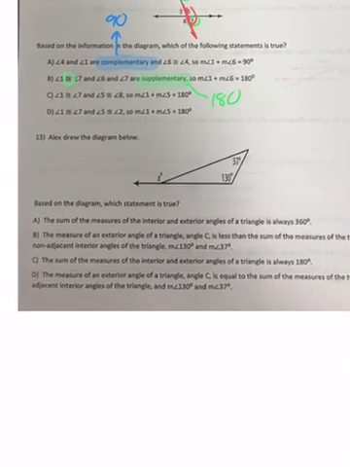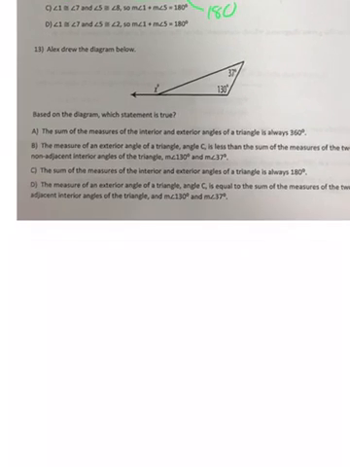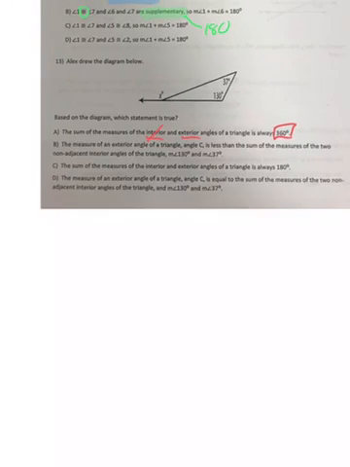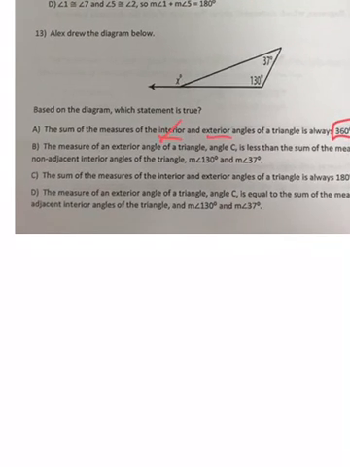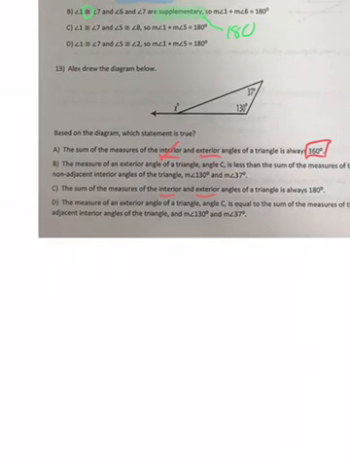On number 13, it says Alex drew the diagram below. Based on the diagram, which statement is true? Looking at answer choice A, it says the sum of the measures of interior and exterior angles always add up to 360. Well, exteriors add up to 360, but interiors do not, so A is not going to work for us. Similar thing with answer choice C. It says the sum of the measures of the interior and exterior angles are always 180 degrees. Well, again, that's true about interior, but not exterior, so C is also out.